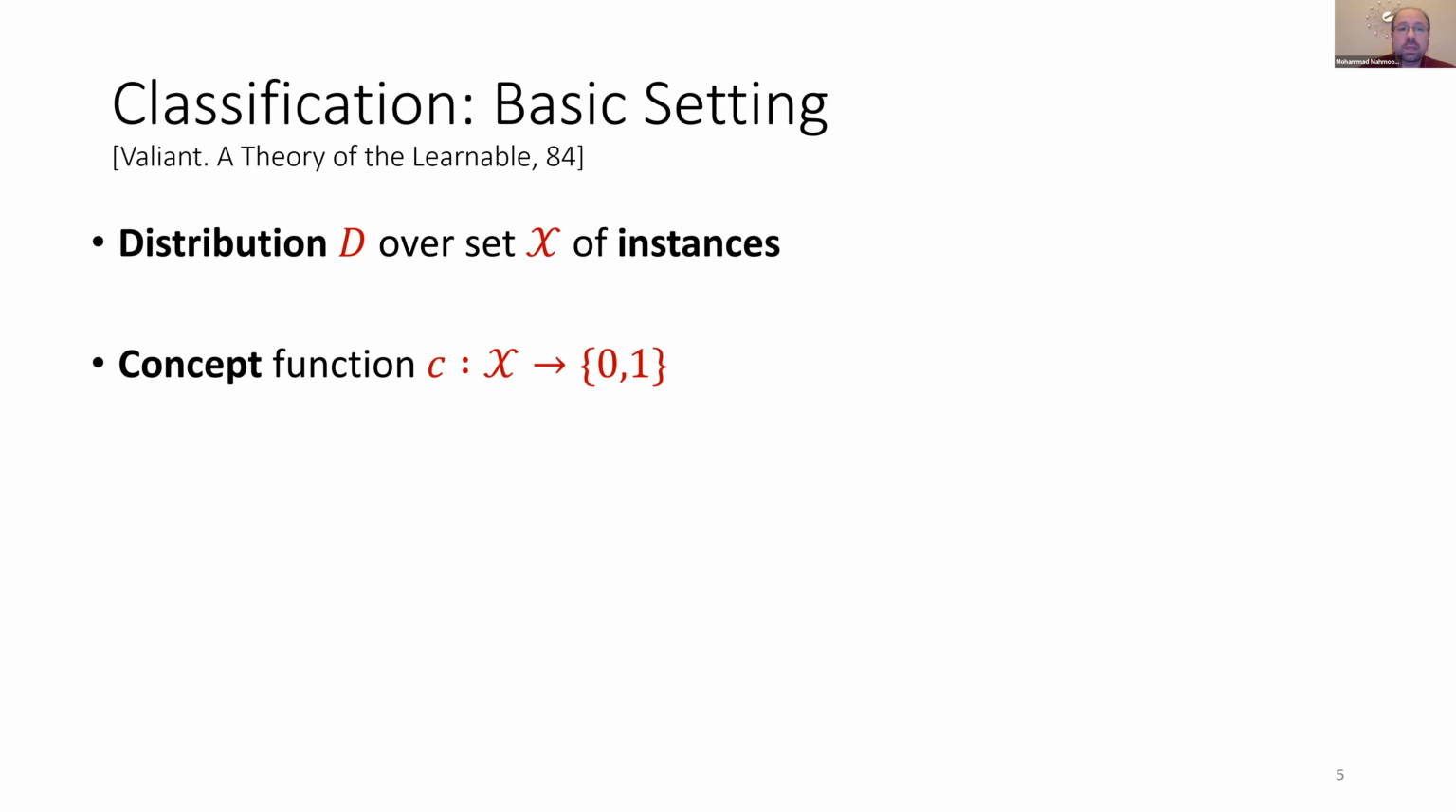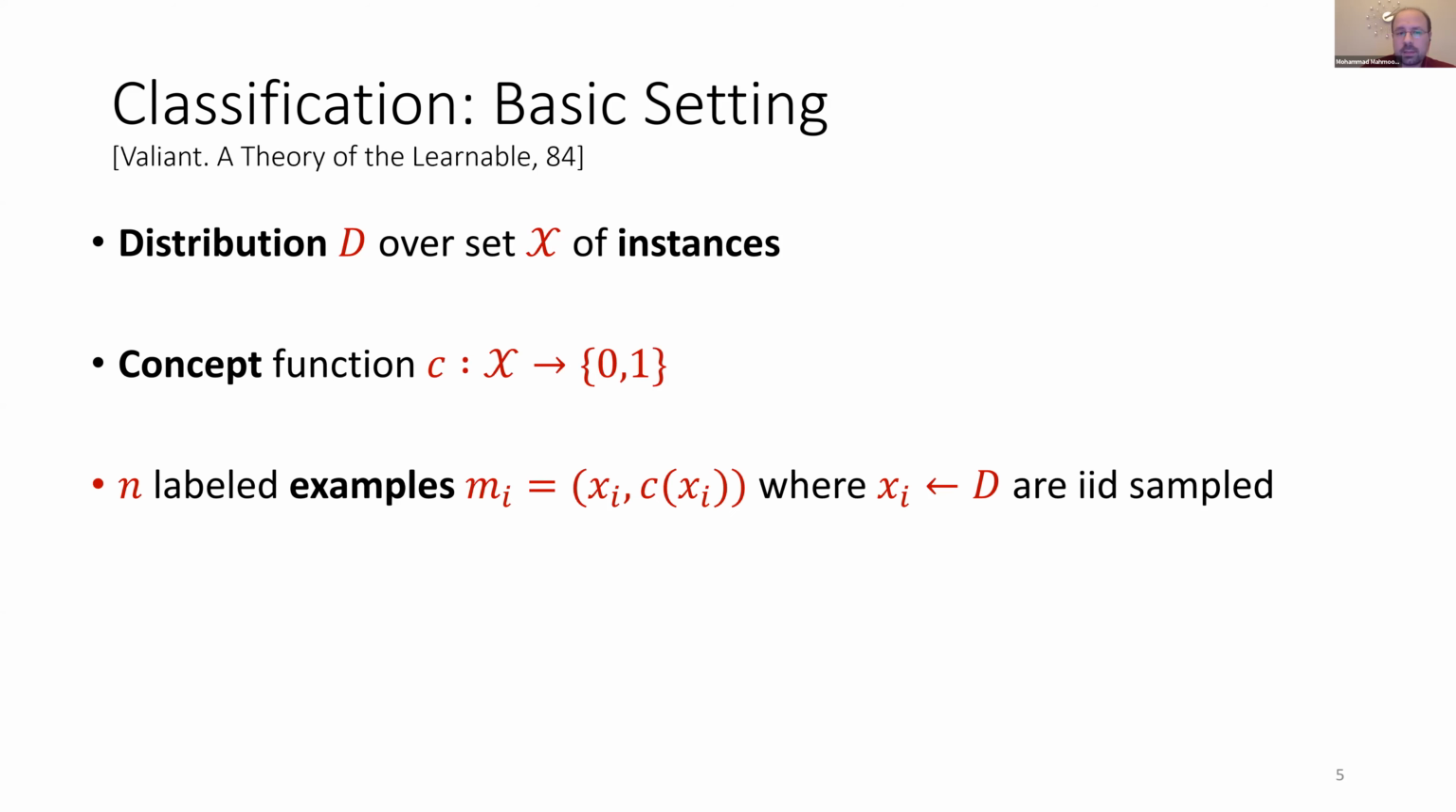And there is a way to label these instances according to some so-called concept function. Suppose the concept function is just Boolean, but it doesn't have to be. It could be more than that, labels. And as the first step of the learning process, we are given a bunch of labeled examples.